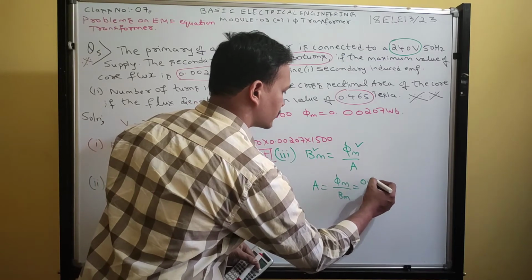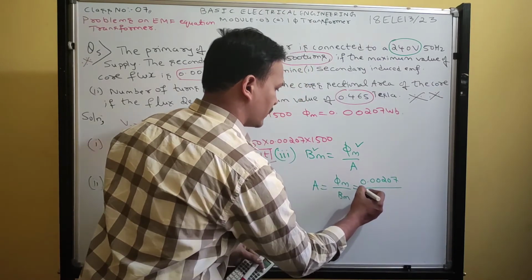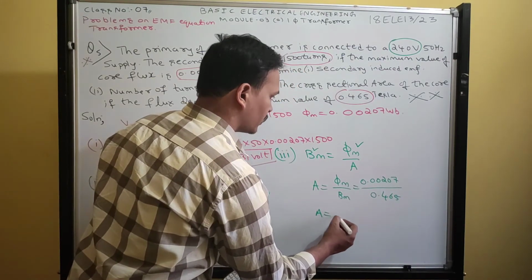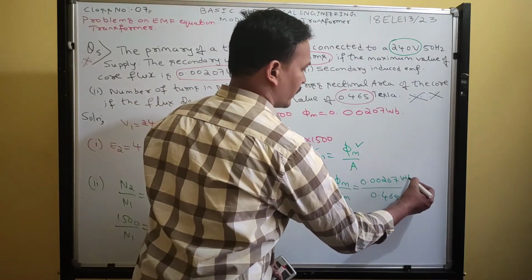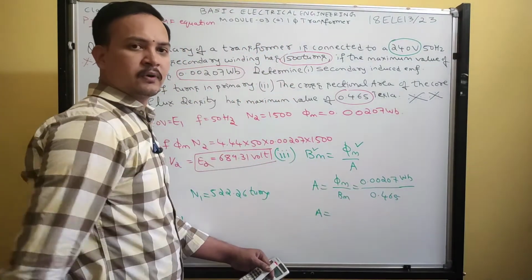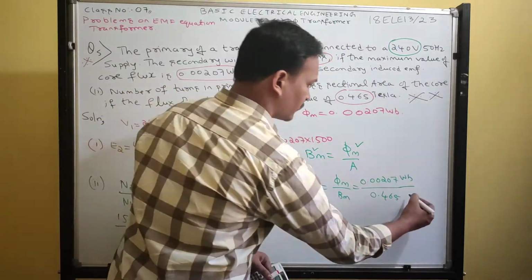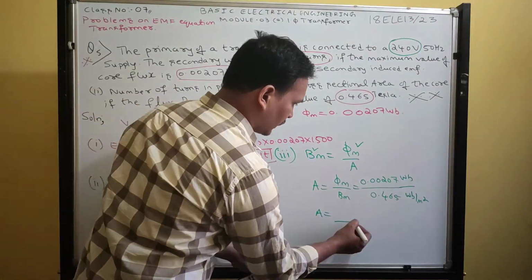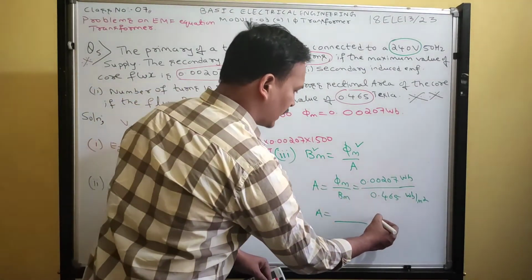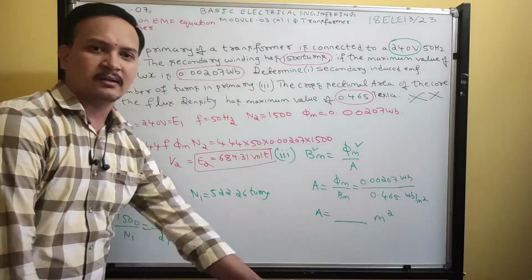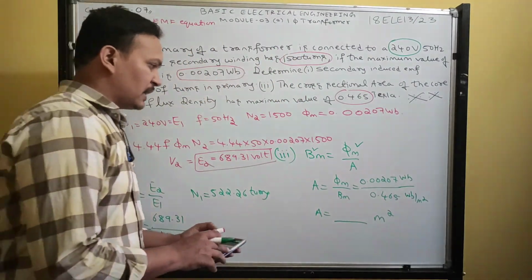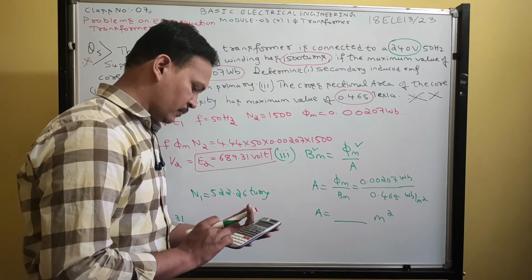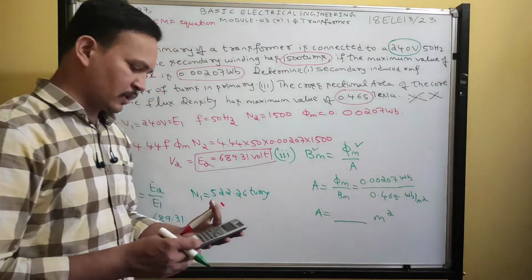What is maximum flux? 0.00207 divided by the maximum flux density, 0.465 Tesla. So what is the unit of flux? Weber. And what is the unit of flux density? Weber per meter square. Now Weber gets cancelled. Whatever answer you get in the calculator will be in meter square. We can do that. 0.00207 divided by 0.465. How much did we get?